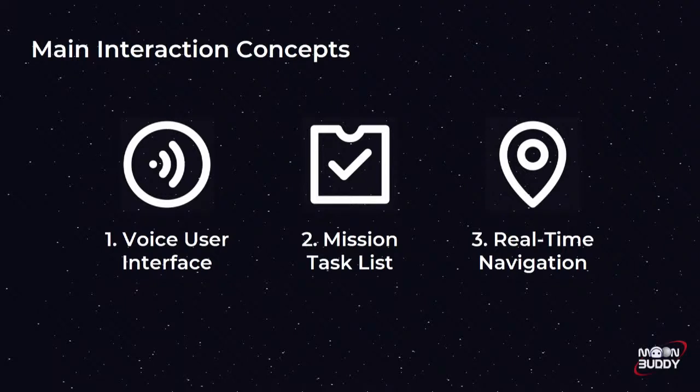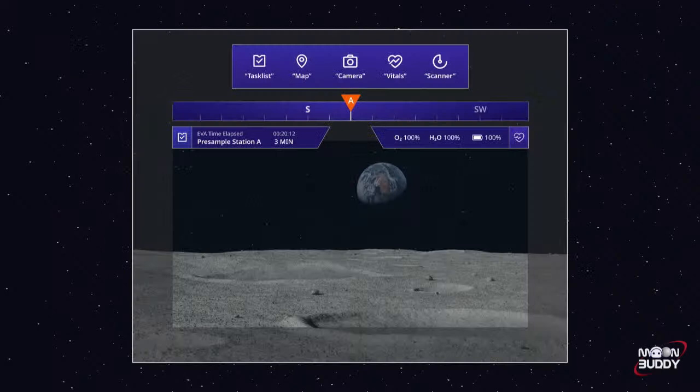Lastly, we have real-time navigation, a working map and compass that allows astronauts to figure out and locate themselves within the lunar landscape. So now, this is an overview of what the basic interface looks like. This is when everything is sort of collapsed.